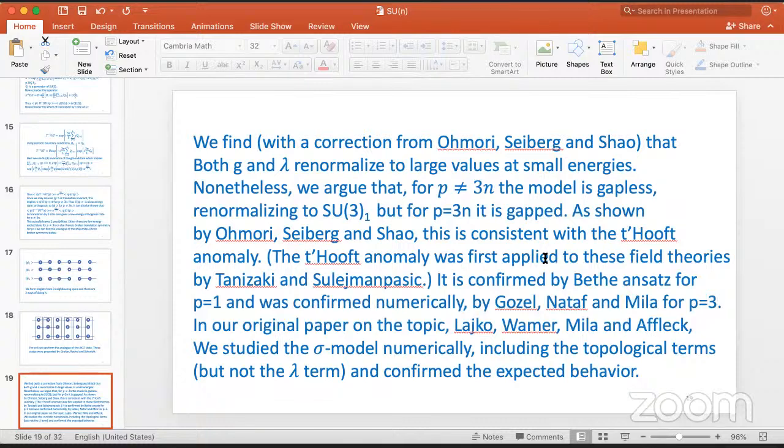We confirmed it numerically by Gozel, Nataf, and Mila for p equals 3, that there's a gap, and p equals 1 is known to be gapless and correspond to SU3 level 1 from the Bethe ansatz. So in our original paper on the topic by Lajko, Weimer, Mila, and Affleck, we studied the sigma model numerically, including the topological terms, but not the lambda term, and we confirmed the expected behavior. So we found that when the topological angle was 0, we had a gap, but when the topological angles were 2 pi over 3 and minus 2 pi over 3, the model was gapless. However, we didn't include the lambda term.